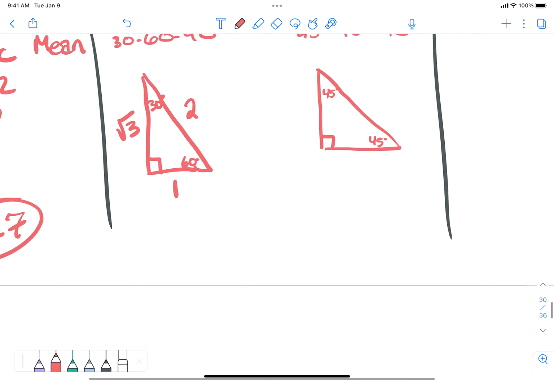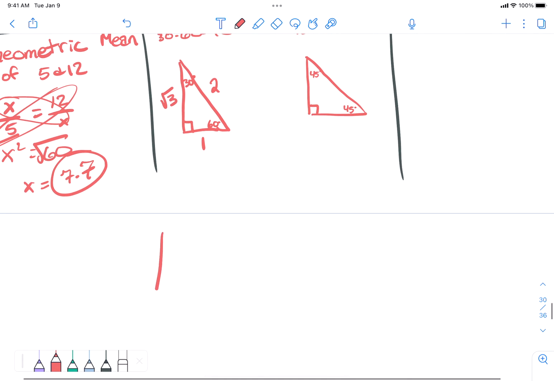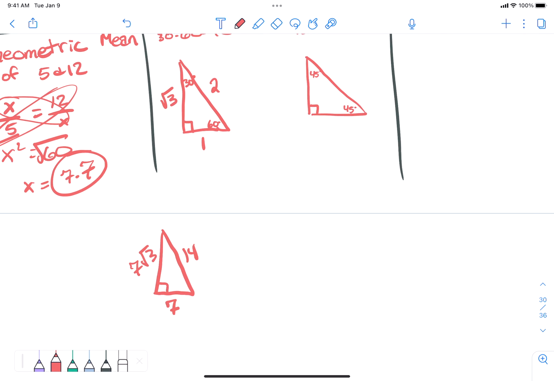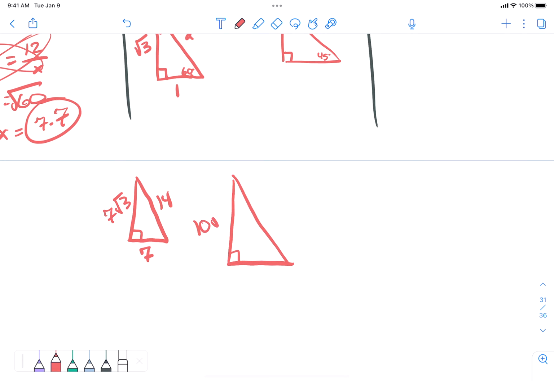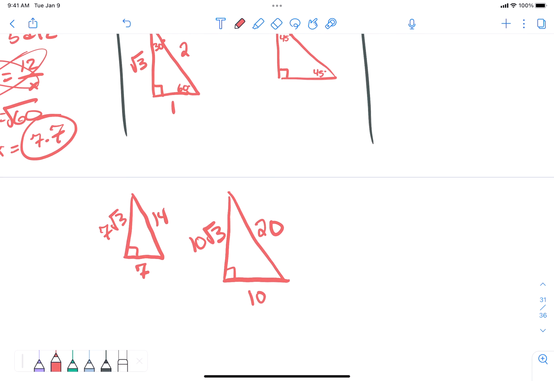Okay, so for example, if I gave you a triangle that said something like, let's say this was 7, what would the other two be? 14 and 7 square root of 3. That's exactly right. Okay. Or if I gave you something like, let's say this guy is 10 square roots of 3. What would those two ones be? Bottom is 10, and that one's 20. Yeah, so they'll just always have that relationship between each other, okay?